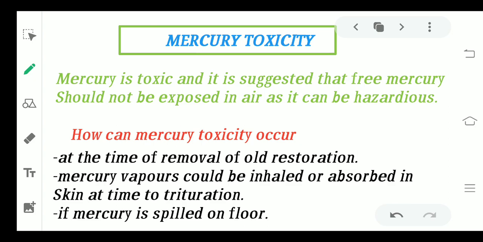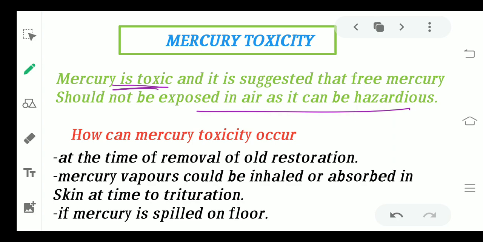Now, coming to another complication, that is mercury toxicity. Mercury toxicity is not quite that common, but it does happen. What happens is, you know that mercury is a very toxic compound, and it is usually suggested that we should not have free form of mercury in the environment, because for example, if it is just bare on the table, it can come in contact with the skin, or we can inhale that mercury, and it can be a very hazardous condition. So mercury is toxic, and free mercury should not be exposed in air, as it can be hazardous.